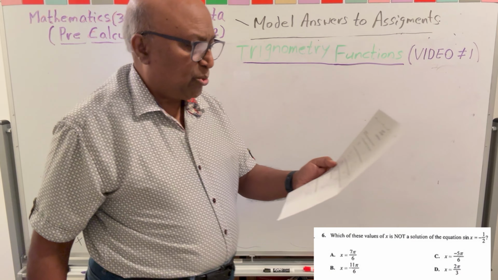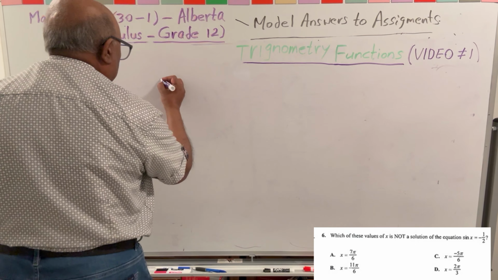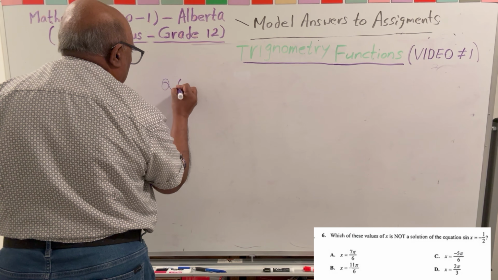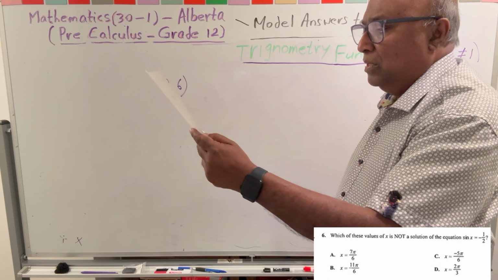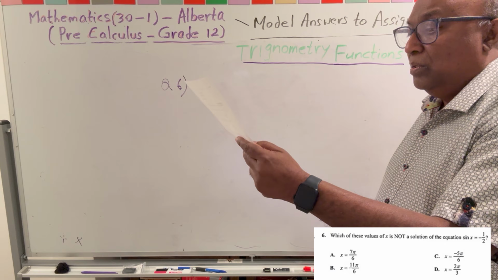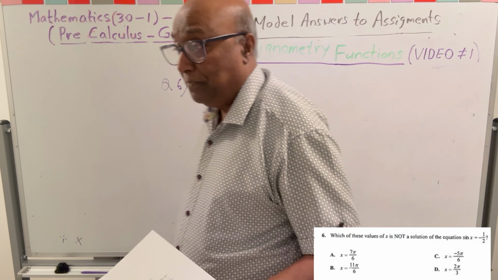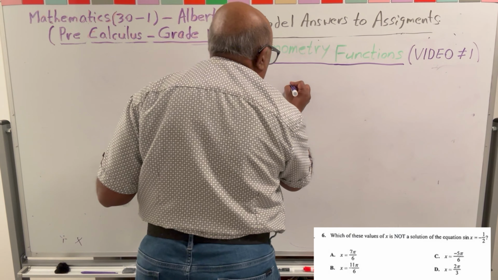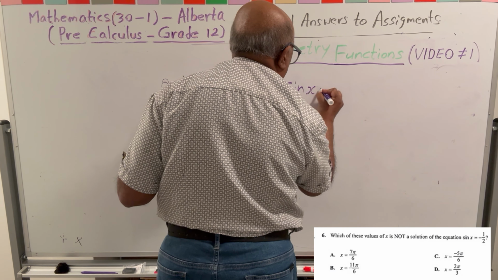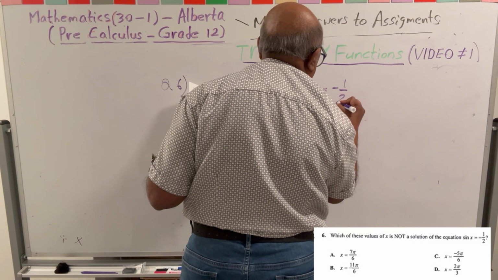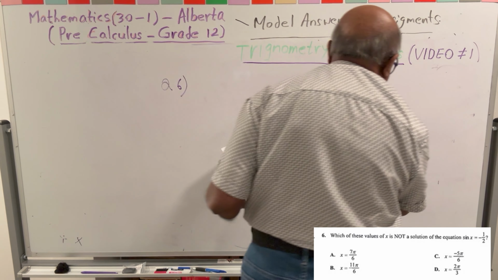Okay, now let's move to the next question. Question number 6. Question number 6 says, which of these values of x is not a solution of the equation sin x is equal to minus 1/2? Okay, we have to analyze one by one.